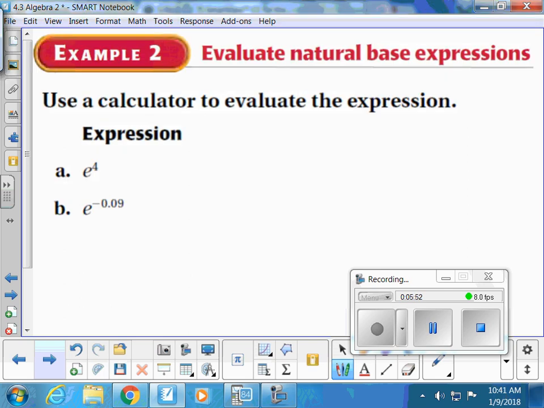Let's do the calculator stuff next. It says use a calculator to evaluate the expression. So that means this time decimal answers are fine. So I'll pause the video and you can try this by yourself and then we'll be ready to check.